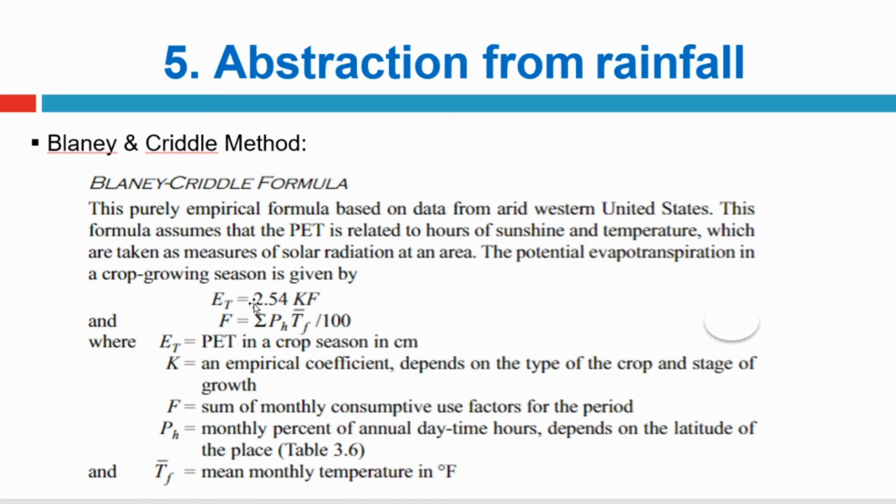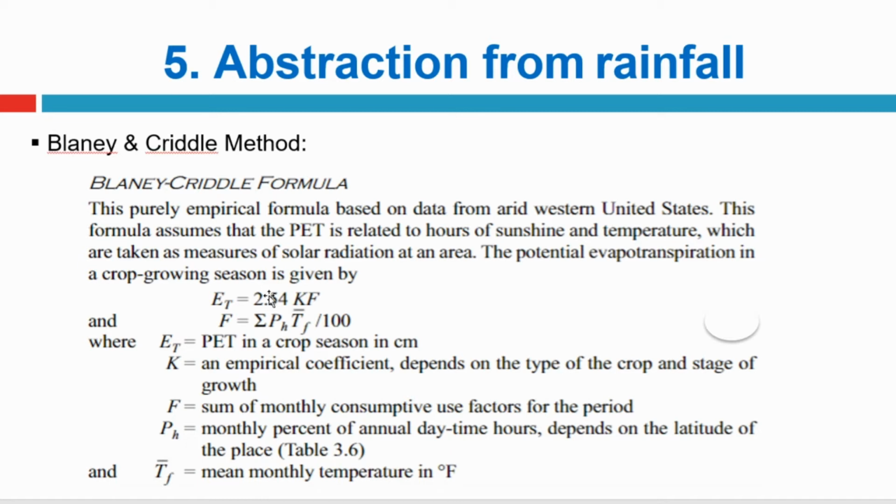The equation that is given to you is ET equals 2.54 K into F. K is the crop factor, based on the type of crop. Whenever you come across any farm, there is a particular kind of crop that is grown. For example, it may be sugar cane, rice, wheat, barley, or anything. Every crop will have its own crop coefficient. The crop coefficient depends upon the stage of maturity of the crop and the density with which the crop is being grown. So basically crop coefficient is defined for any given particular crop.